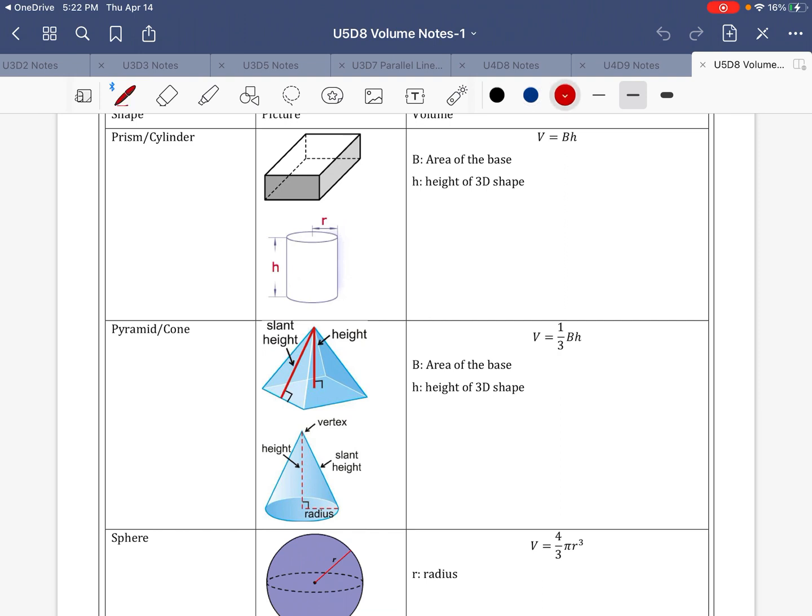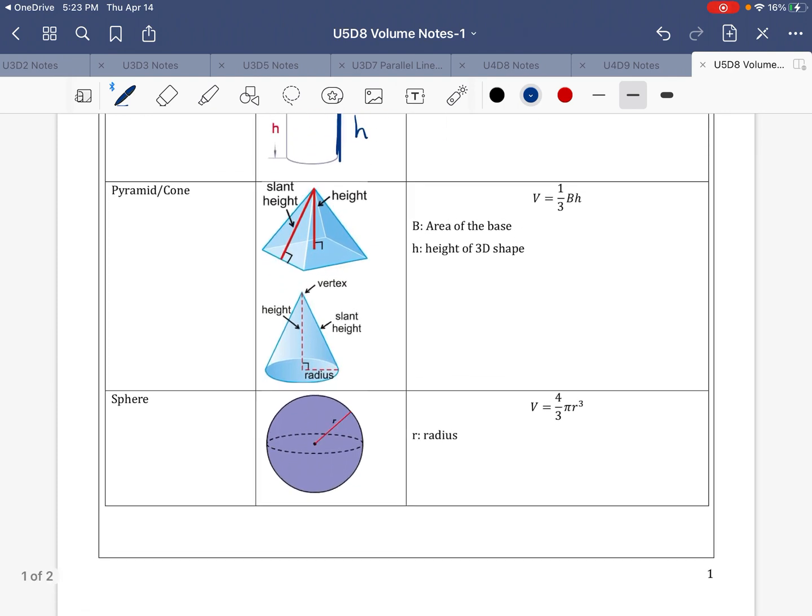For example, if we identify that rectangle as the base, then the height will be its perpendicular height here. Similarly, in our cylinder, if we have this top circle as our base, our height will be the perpendicular height here.